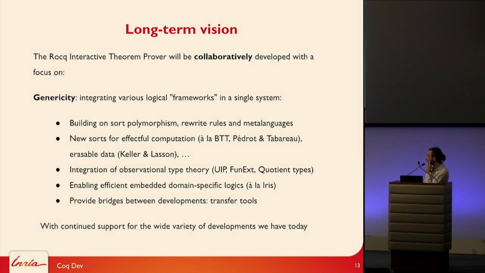We are really keen on integrating ideas from observational type theory, which is a variant of type theory which supports natively the uniqueness of identity proofs, functional extensionality and quotient types, which are very common axioms that people have to use or are used to adding in their developments to reason on programs. And it should not be the case that you need to add axioms to do this.